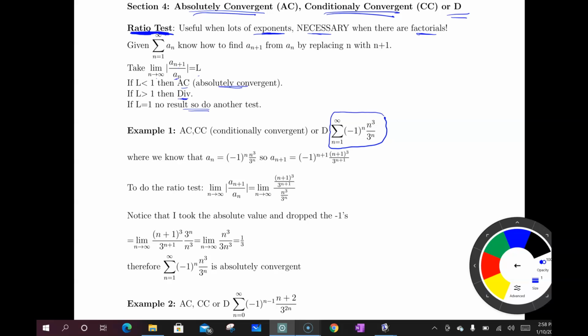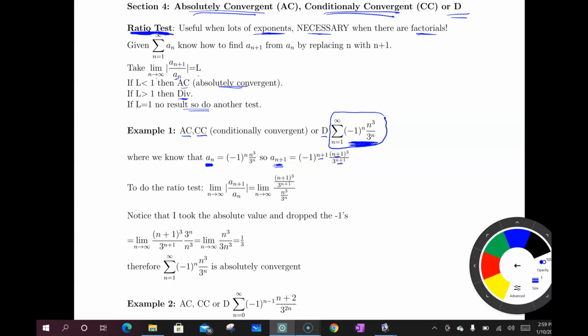Okay, so let's look at this here. It'll say AC, CC, or D. Before, we had the question, converge or diverge. Now we're going to have AC, CC, or D, and this is going to be my expression. So let's delineate what A sub n is. A sub n is this term, -1 to the n cubed over 3 to the n. So A sub n plus 1 means put an n plus 1 everywhere there's an n. So -1 to the n plus 1, n plus 1 cubed, over 3 to the n plus 1.